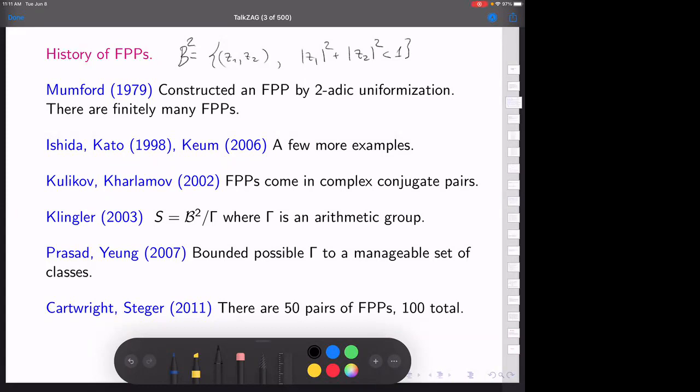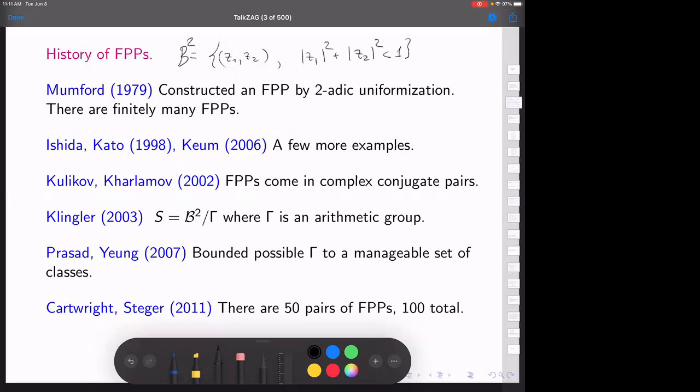A big breakthrough, in my opinion, was the work of Klingler, who proved that it's a ball quotient by an arithmetic group. What sort of arithmetic groups are we talking about? Well, they're not quite matrix groups. Well, they're linear groups, but you have to use some kind of division algebras of dimension 9 over some extension of the rational numbers. It actually is pretty hairy.